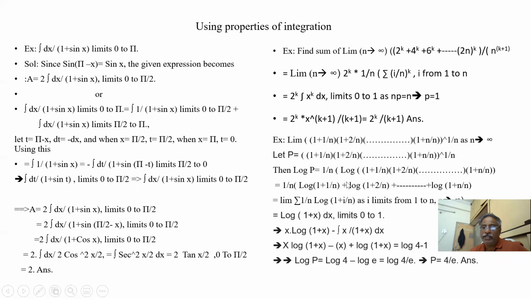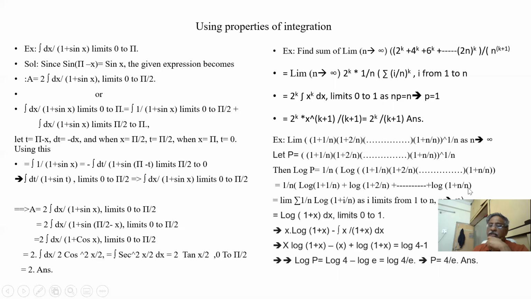So now let us calculate 1 by n log of this. This is the limit of 1 by n log of 1 plus x. This becomes i by n: 1 by n, 2 by n, 3 by n, n by n. This i by n, as i goes from 1 to n and n is infinity, is in the form of log of 1 plus x with limits 0 to 1, because only 1 n is there, only 1 up to n by n.